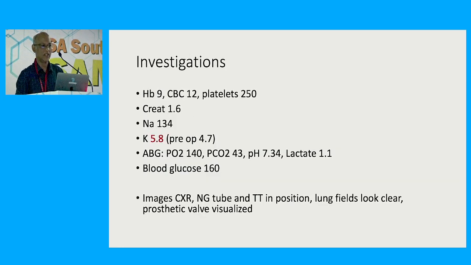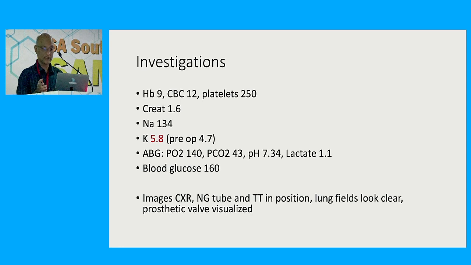Right. Then you come to the investigations. So you take each one after the other and look at it. Now, among the investigations, although everything looks okay, potassium has gone up to about 5.8, which is a little alarming in this patient. Blood gas, good PO2, PCO2, everything is okay.